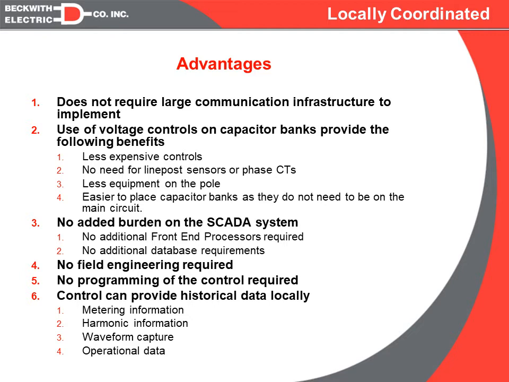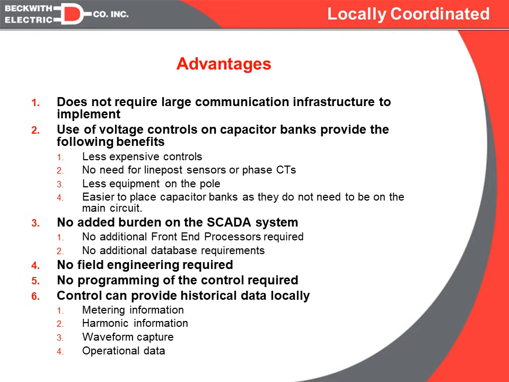So by going with a voltage control, we're going to save a little bit of money both on the control and the line post sensors. We're going to have less equipment on the pole, and we're also going to make it easier to install the controls and the capacitors on a clean pole. We also don't have any added burden to the SCADA system. Since we have no communications, we're not adding front-end processors or additional database points to our SCADA system.